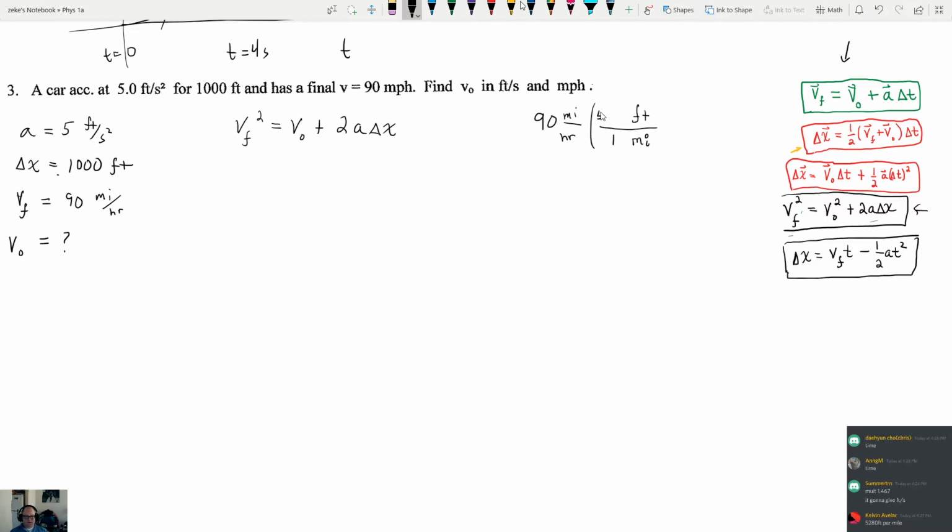5280. That's right. Okay, there's 5,280 feet in a mile. You don't know off the top of your head? That's fine. It's something you can look up. Your textbook has a list of all of these things.